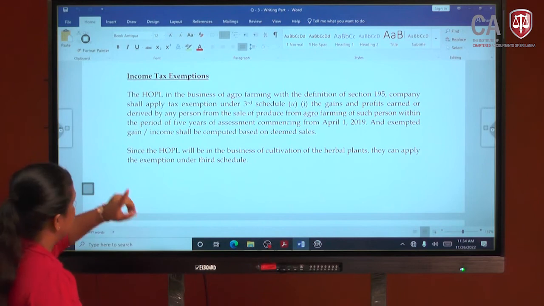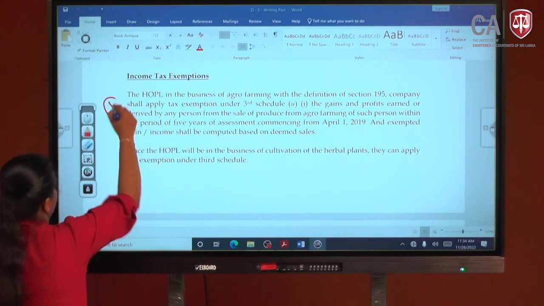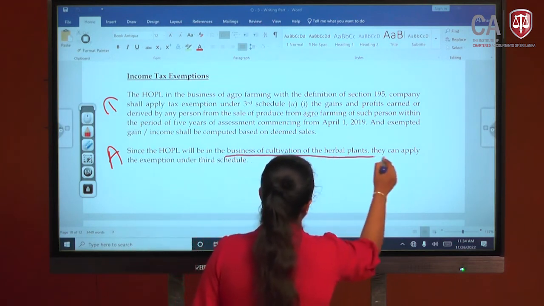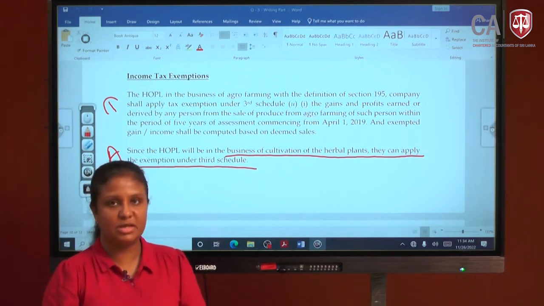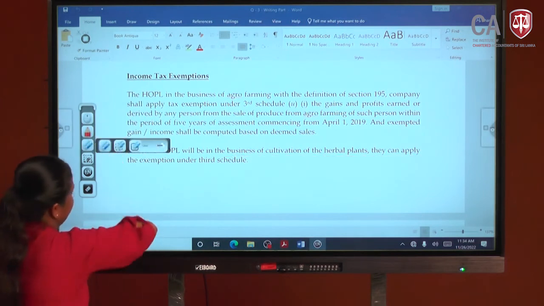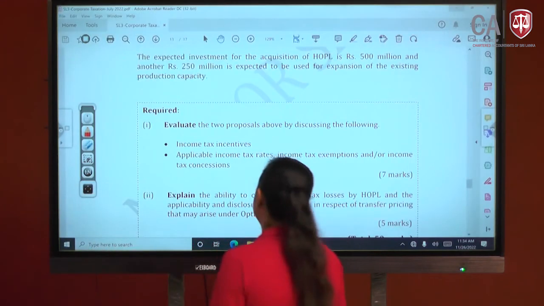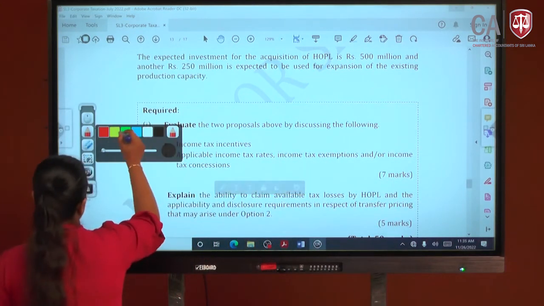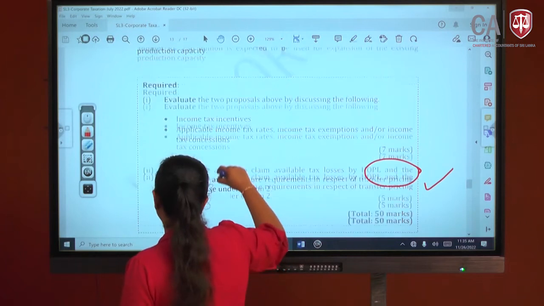Since HOPL will be in that business, this is the theory part, this is the application. Since HOPL will be in the business of cultivating herbal plants, they can apply the exemption under the third schedule. Okay? Then this is the answer for that part, the evaluation of the two options. Clear? Now let me come to the paper. In the paper, the 7 marks we have done, the 7 marks completed. Now come to the last 5 marks of the question.